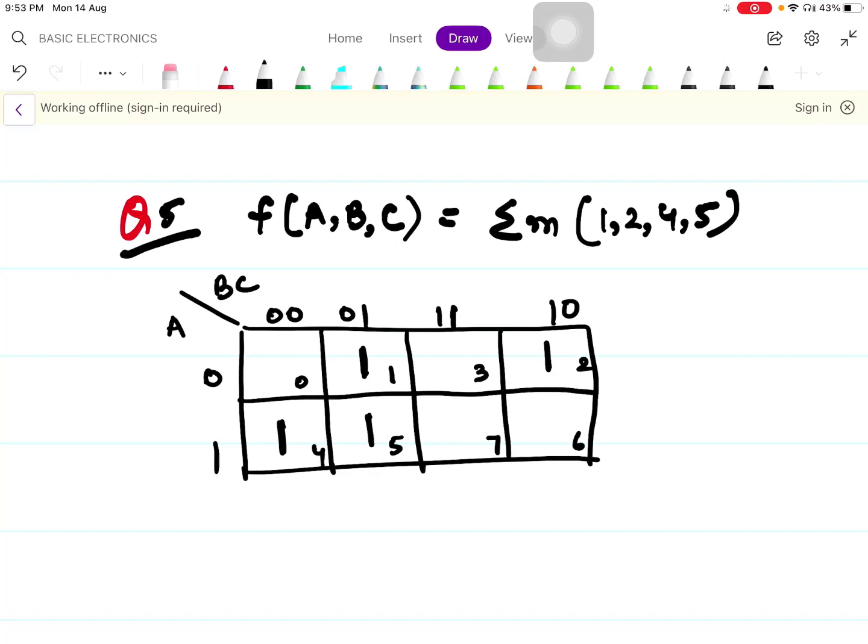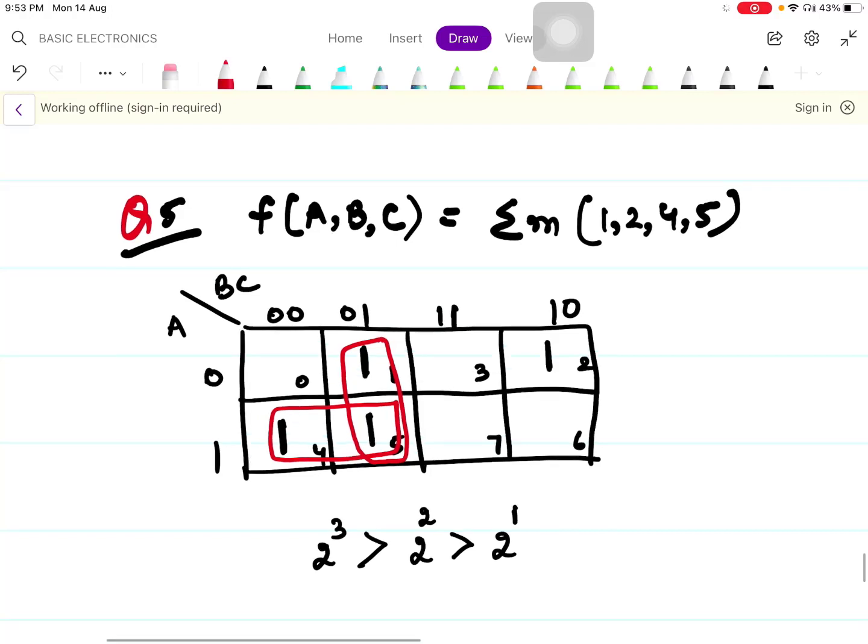Now, first of all, we will search for the biggest group, that is the group of 8, which is possible in a three variable K-map. So we did not get a group of 8. Then we will move to the next level, that means we will search for a group of 4. That is also not possible. Then we will move to the next level, that means we will search for a group of 2 and that is possible. So we can easily see that we have to make this group. Now for the benefit of 1, we will club it with the cell number 5 and the cell number 2, 1 will be left alone.